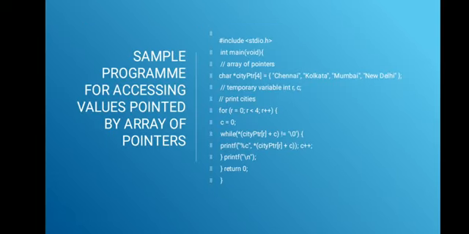Okay, this is a sample program for accessing values pointed to by an array of pointers, including header files, and by using while and for loops, we are printing the value of the pointer variable using the asterisk symbol: Chennai, Kolkata, Mumbai and New Delhi. The output is Chennai, Kolkata, Mumbai and New Delhi.